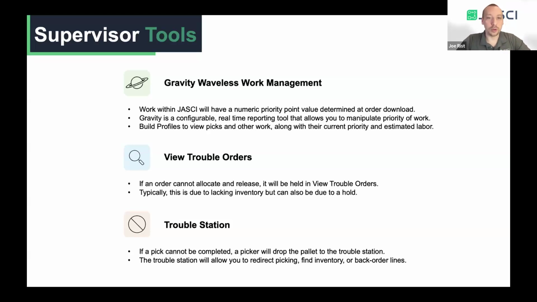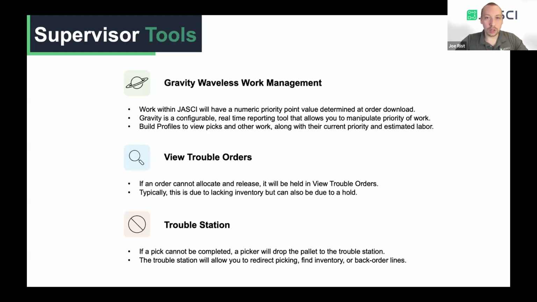We also have trouble. So we have two different types of trouble. One would be view trouble orders. This is typically if you've downloaded an order and as you downloaded it, you didn't have enough inventory to allocate for it, or maybe there was an order hold or a customer hold or something that's preventing you from wanting to pick and ship this order. It'll go into view trouble orders.